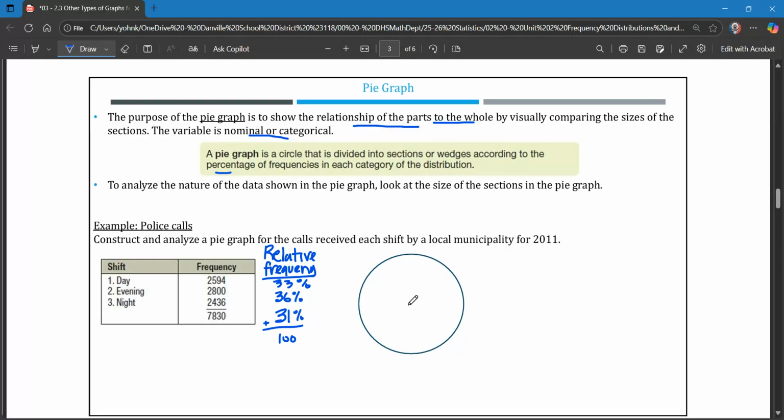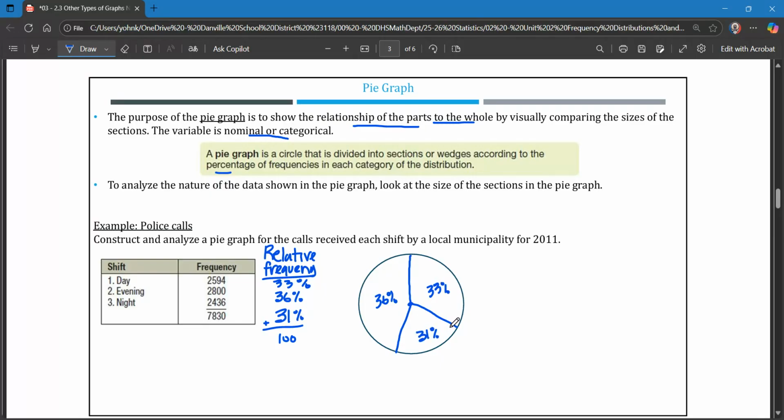All right, so I like to put a dot in the middle just for visualizing where the center is. And it looks like all three chunks of my circle are going to be relatively similar, but one of them is going to be bigger than a third, and one of them is going to be smaller than a third. So if I start and do what looks to be a third, then I'm going to make one of my other thirds a little chunkier. So this one's going to be my 36%. This one is going to be my 33%. And this one's going to be my 31%.